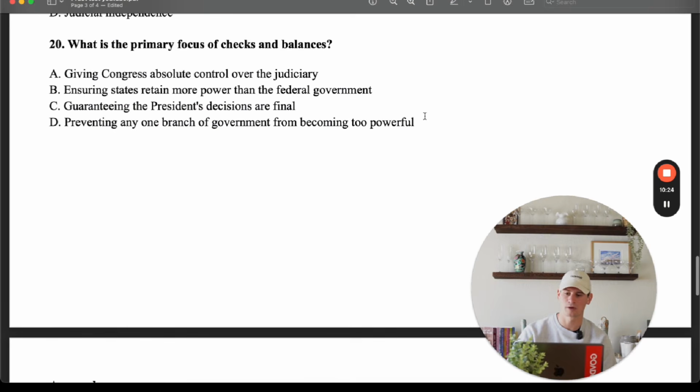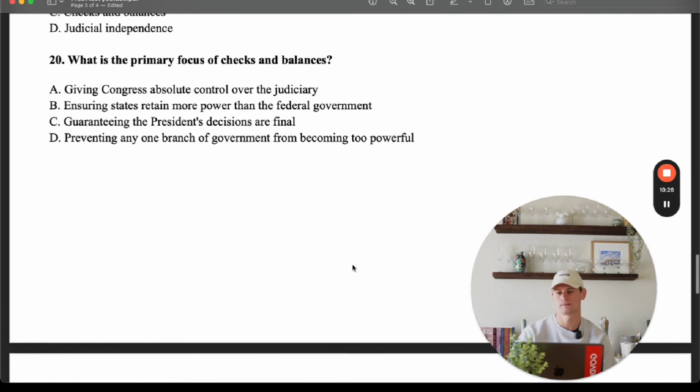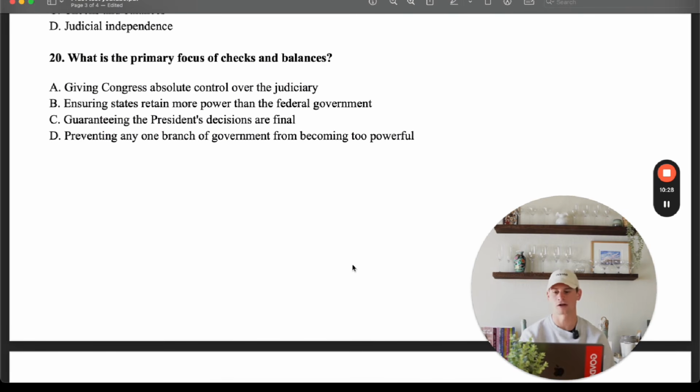And 20, what is the primary focus of checks and balances? All right. So is it A, giving Congress absolute control over the judiciary? B, ensuring states retain more power than the federal government? C, guaranteeing the president's decisions are final? And D, preventing one branch of the government from becoming too powerful? This one should be a layup for all of you. You guys should always get this one correct. We're talking about checks and balances, right?